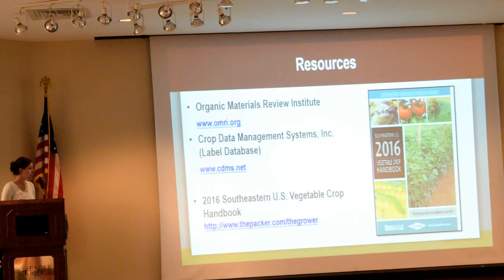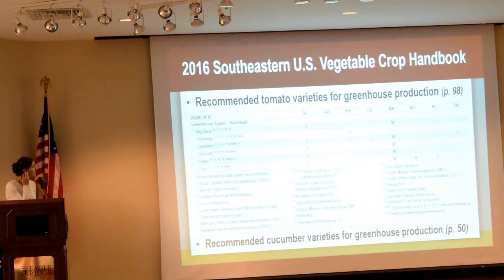One of the publications that we have in the southeastern U.S. is the Southeastern U.S. Vegetable Crop Handbook. Some of you may be familiar with this book. It is available in hard copy, but it's also available online. And this is a section out of that book. As I mentioned, you want to make sure that you're using crops that are appropriate for your area or for your specific use. So this is an excerpt from the table of recommended tomato varieties.